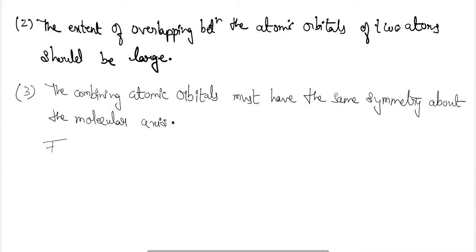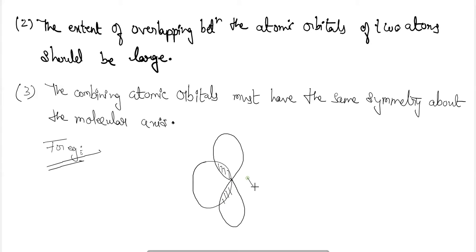Okay, for example, let us say a 2s orbital is overlapping with a 2px orbital, but the overlapping is something like this. Okay, it means that they are trying to sidewise overlap with each other. If I am considering a 2px orbital and a 2s orbital which try to sidewise overlap with each other, so this is not possible.